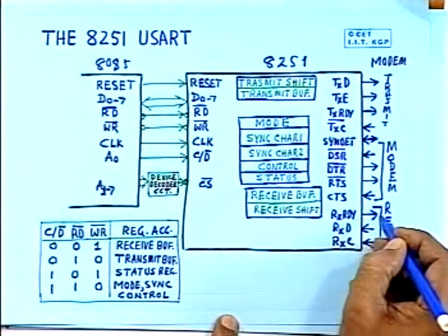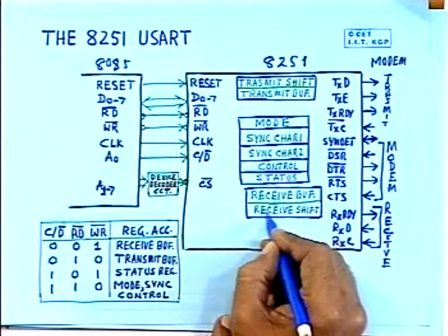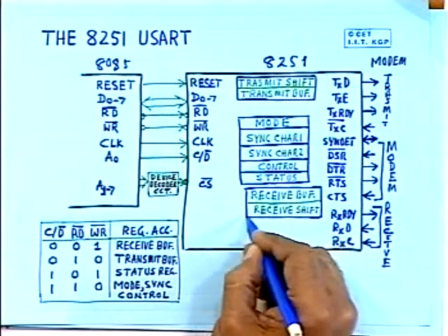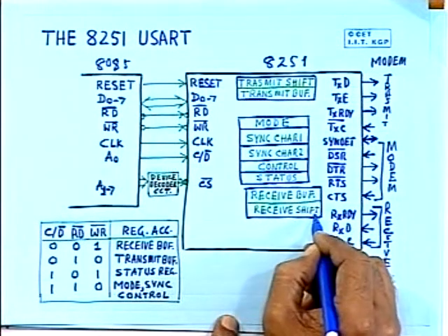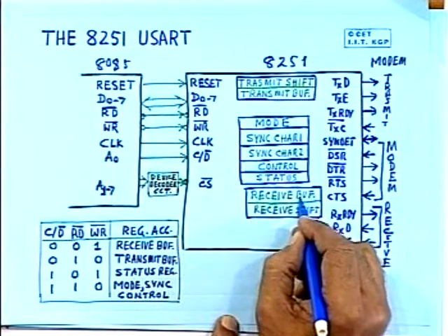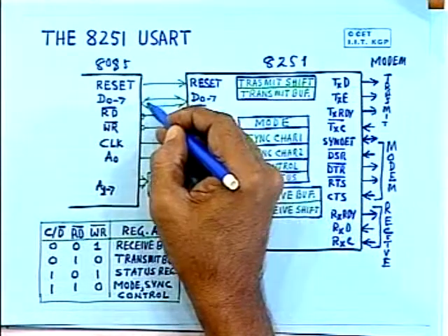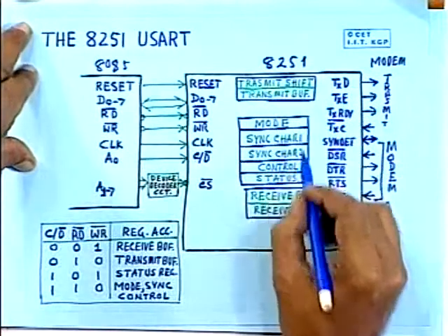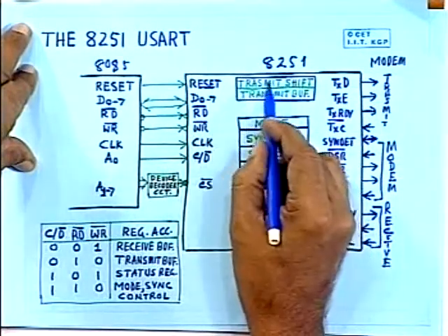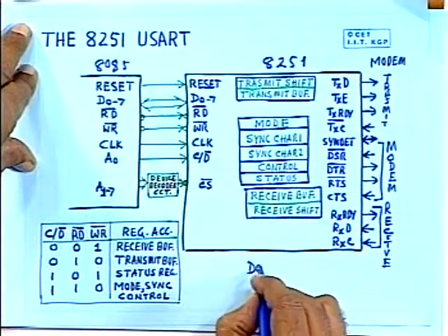Similarly, whenever data comes through the receive line, the RxD line, it goes into the receive shift register. Only when 8 bits of data are accumulated does it go to the receive buffer, and then the microprocessor can read it through the data lines into the accumulator. And this concept of using two registers, for transmit as well as receive, is known as double buffering.